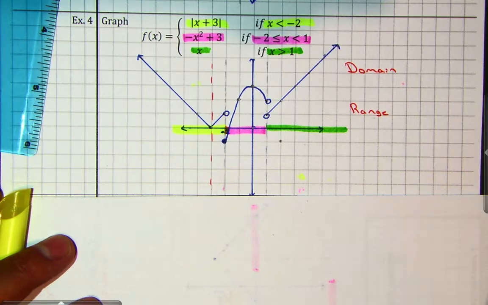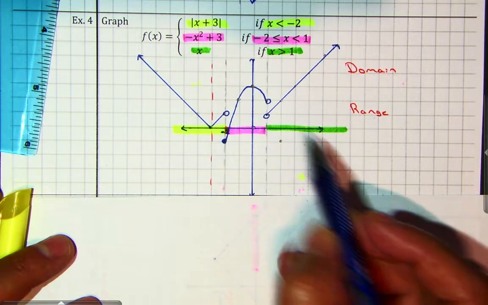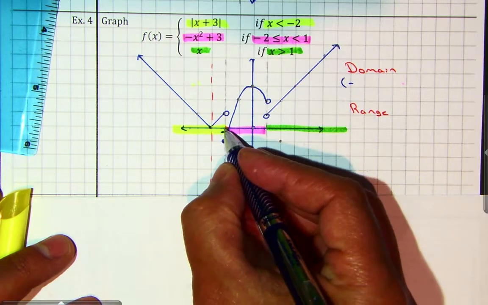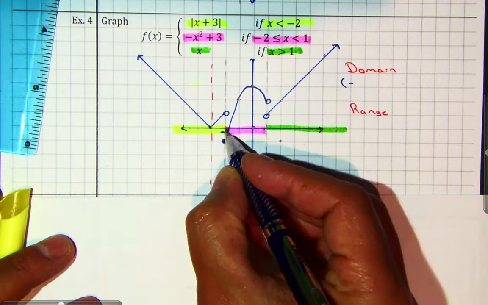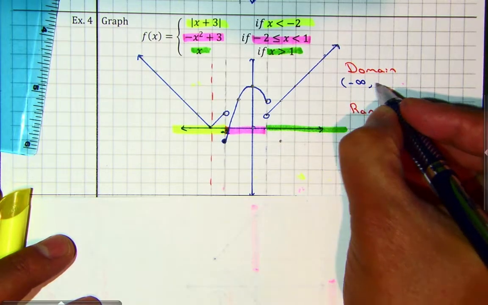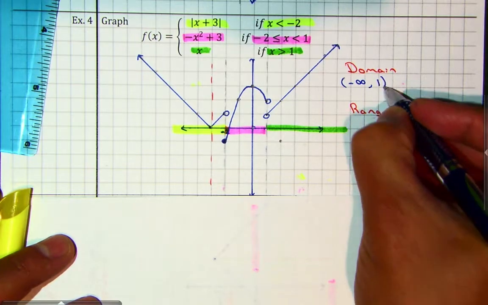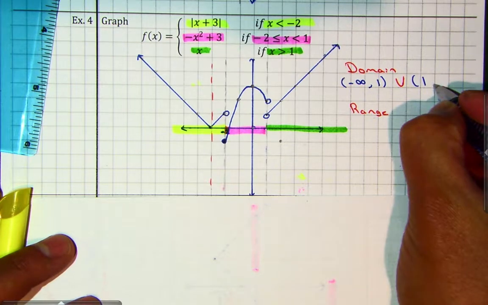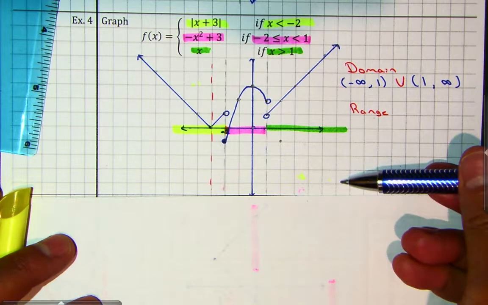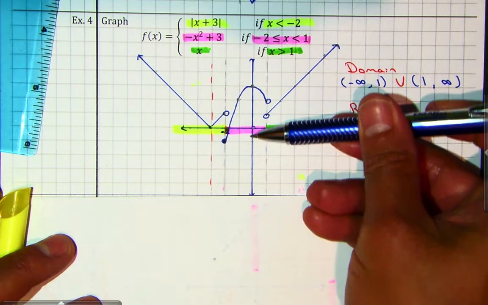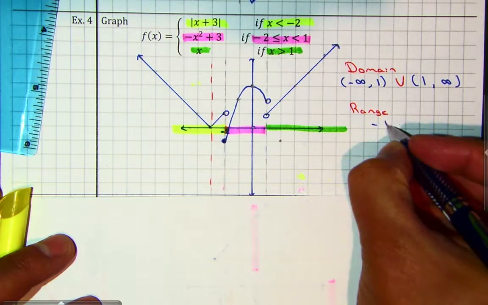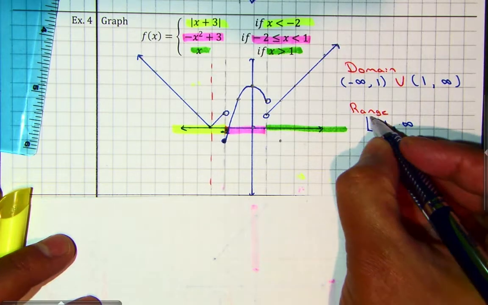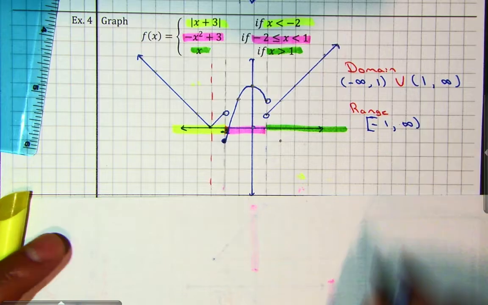For my domain, you can say all your numbers except for 1, or otherwise we're going to say it in 2 parts: from -infinity to 1. In here, this gap is getting closed here, so there's no gap at -2. So it'll be from -infinity all the way up to 1, open because it does not include 1. Then the union of 1 again all the way to +infinity. Your range will be from -1 all the way up. And -1 is closed, so therefore it will be a bracket, and infinity always gets parentheses.